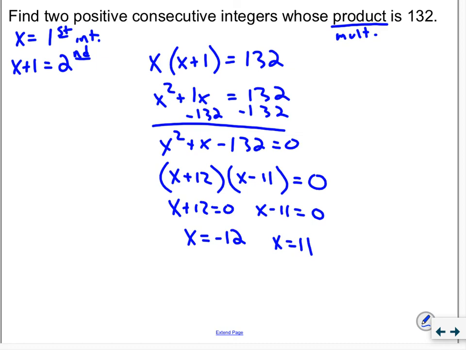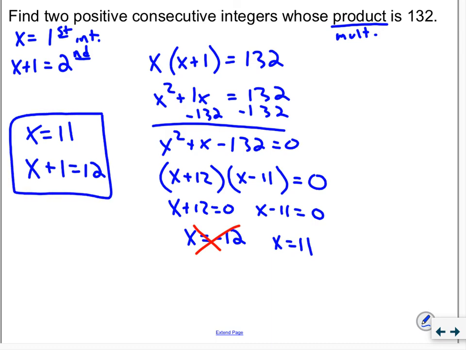What are we looking to find? Two positive consecutive integers. So again, this time we don't need that negative one. What are our two positive integers? Well, we said x was 11, and x plus 1 is 12. There we go. So in this lesson, we're learning how to write quadratic equations, because once we can write them, then we can solve them.